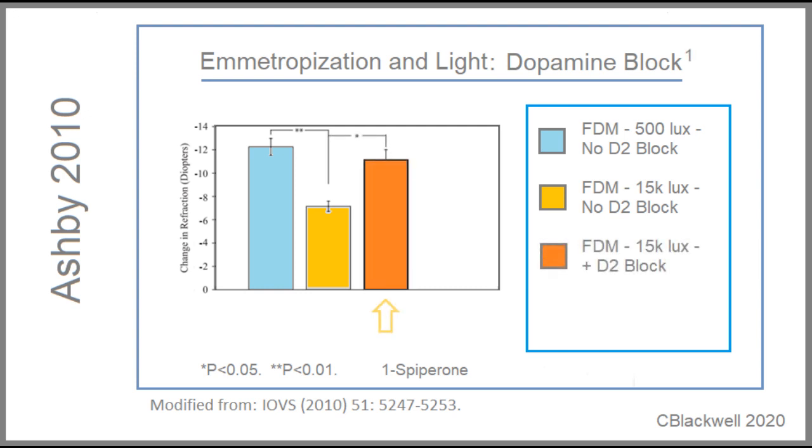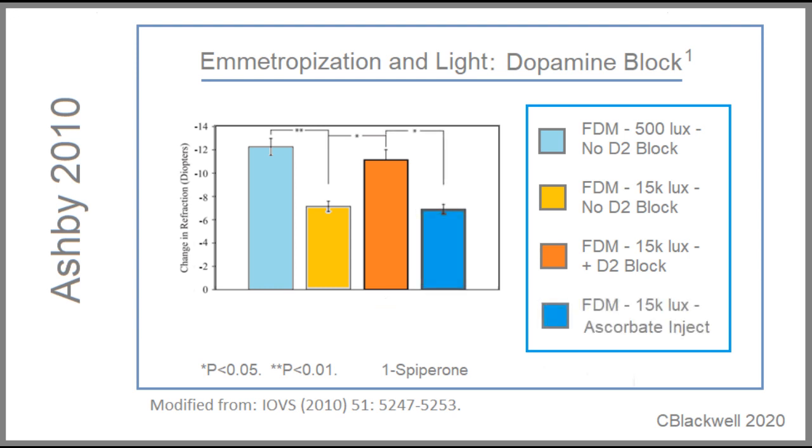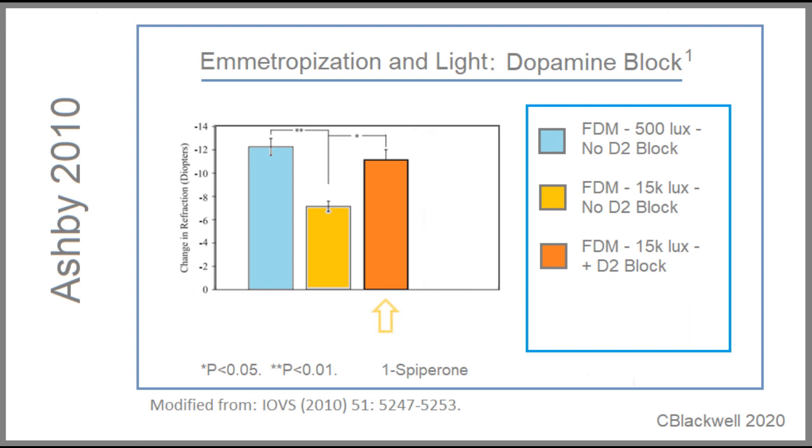When they injected a dopamine blocker into the eye, the orange bar, the effect of bright light was almost canceled out. With the control injection of ascorbate only, the darker blue bar, the effect of bright light was not affected. The interesting result here being the blockade of dopamine almost eliminated the effect of bright light. In other words, dopamine is a significant participant in the effect of light on slowing eye growth, at least for form deprivation myopia in chicks.